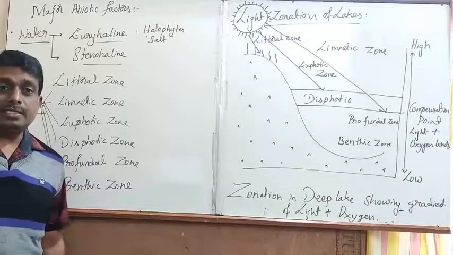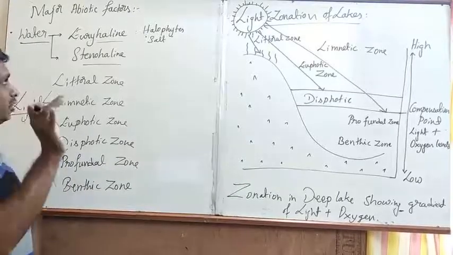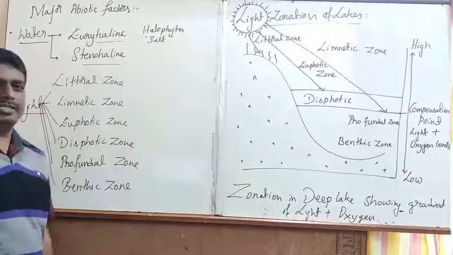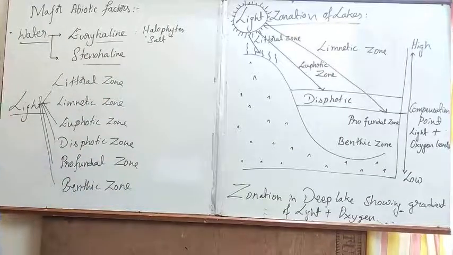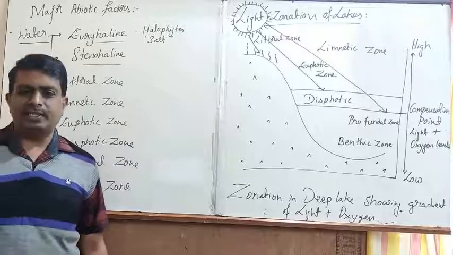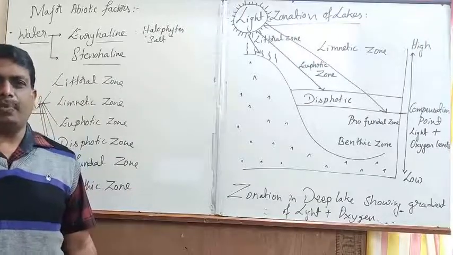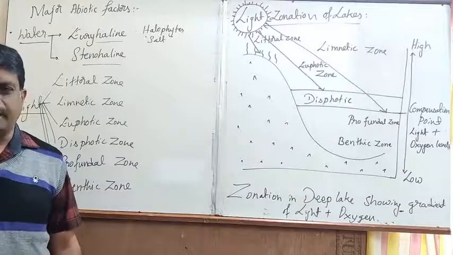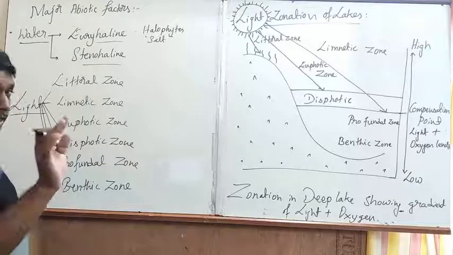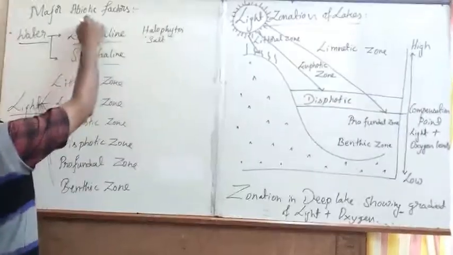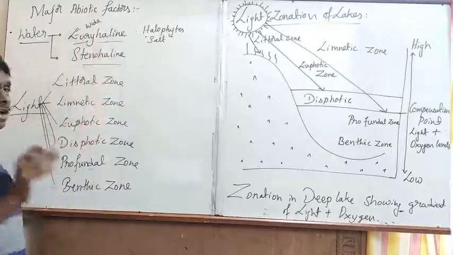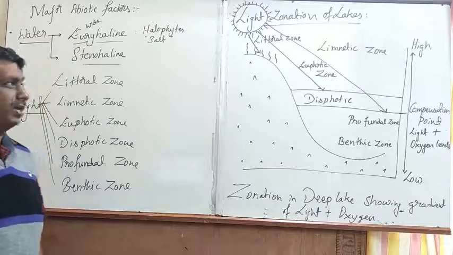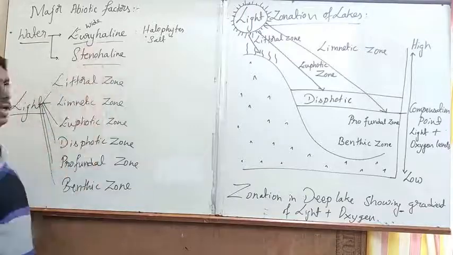Based on salinity tolerance, living organisms are classified into two important types, namely euryhaline and stenohaline. Euryhaline organisms are those which, as I said earlier, eury refers to what? Which can tolerate a wide range of salinity. Such organisms are called euryhaline.